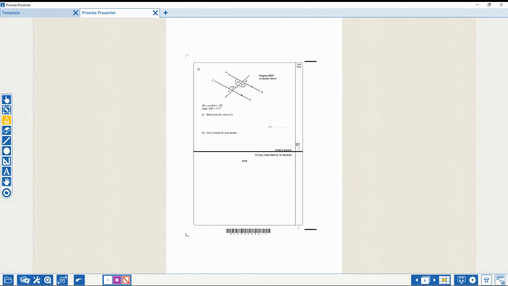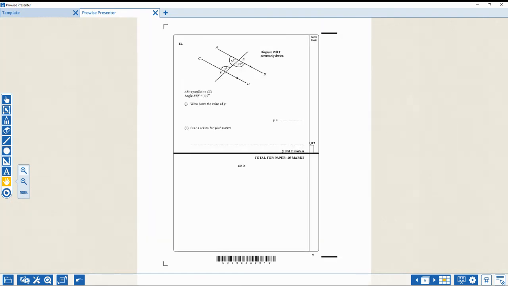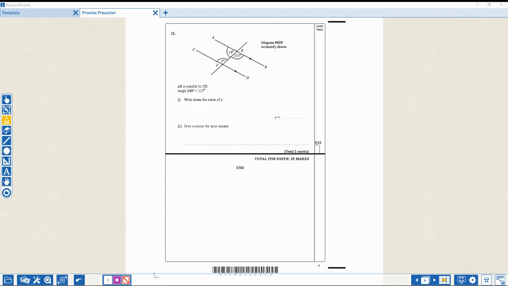Now, the last question, going back to a bit of geometry. Here we go, parallel lines again. So we see we've got lines on here, these are parallel. It tells us they're parallel as well, and we know that angle BEF is 127 degrees. We've got to work out the value of y, this angle here. Well, we can see that's actually a z angle.